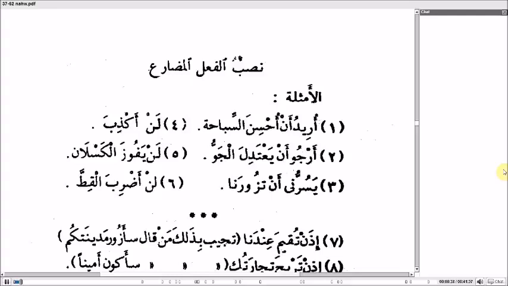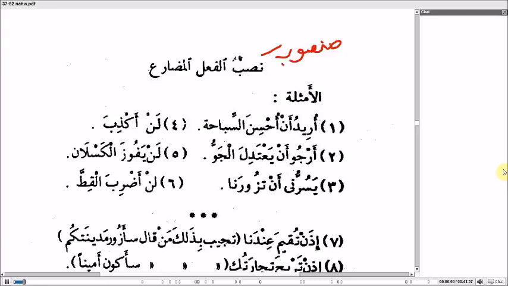So, نصب الفعل المضارع. This is nasb, to make the fi'l mudari, the present tense verb, mansoob. What makes the present tense verb mansoob?